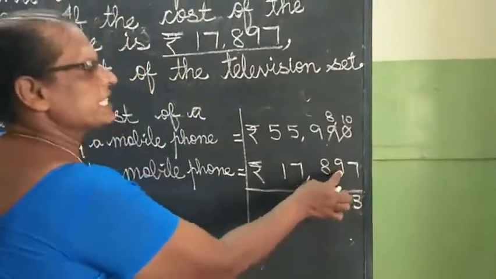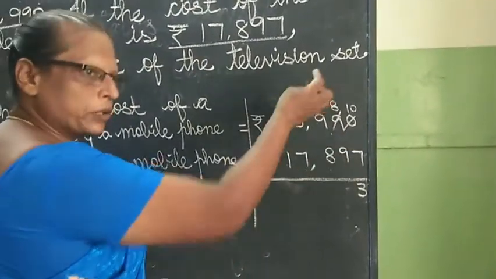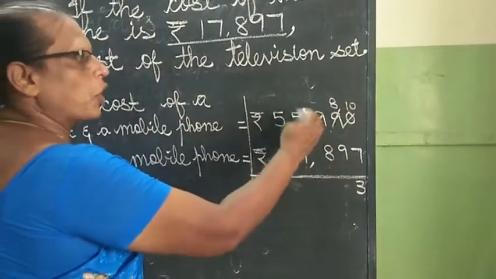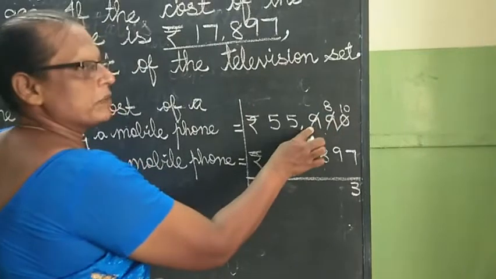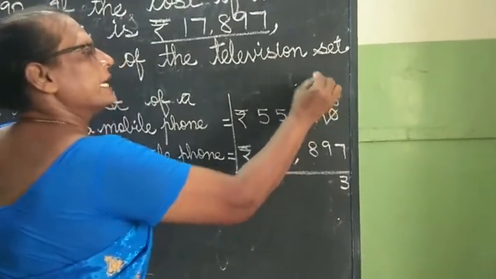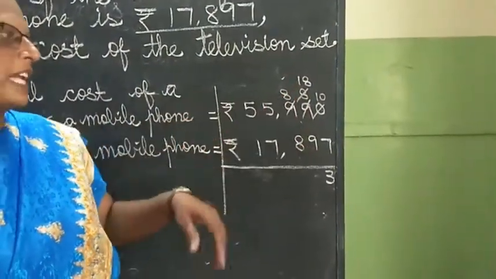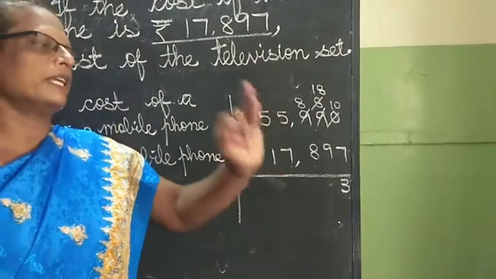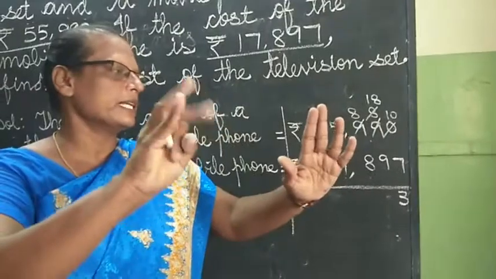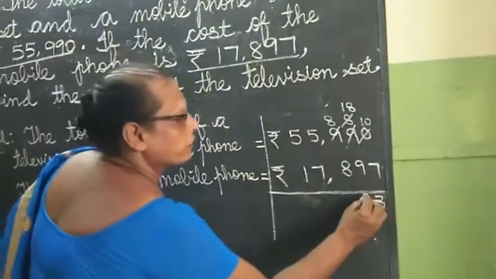So here 9 is there, here 8 is there. 8 is smaller than 9. So you can't subtract. So what you have to do, children? Again you have to borrow from the previous number. So previous number is 9. This 9 will become 8 and this 8 will become 18. So now you can subtract. So from 9 you count up to 18: 10, 11, 12, 13, 14, 15, 16, 17, 18. So what, children? 9. So you have to write 9.